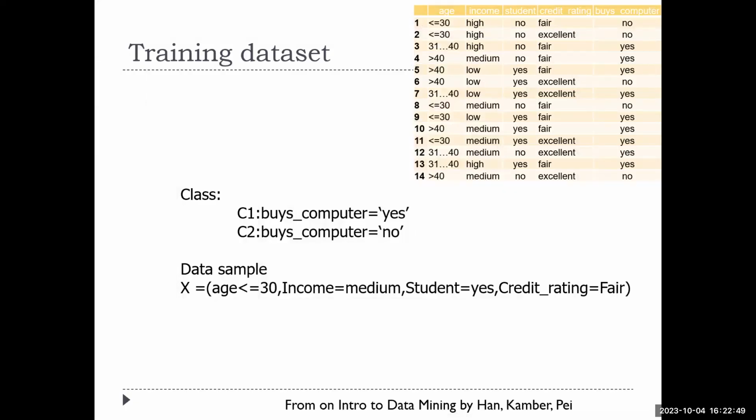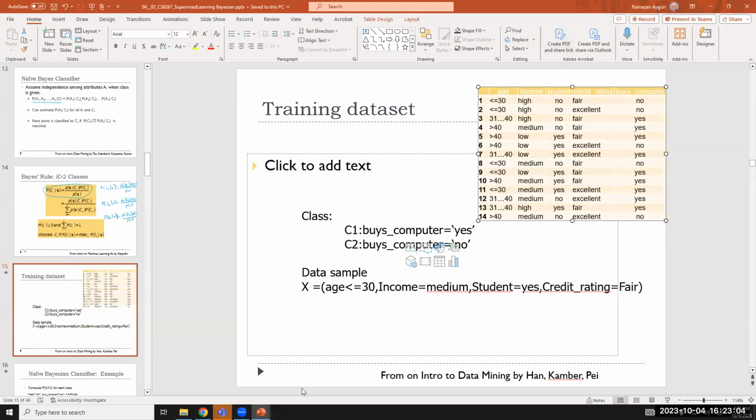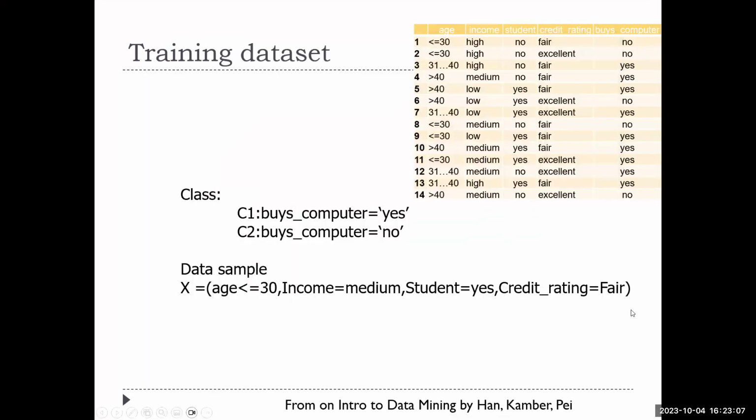Now this is the example. You need to understand this example. Let me move this a little bit down. We have a data set like this. Our class is buys computer: a person is likely to buy a computer. Our features include the attributes age, income, student, and credit rating. These are my features. I want to build a probabilistic model, a Bayesian classifier, by looking at that data. That's my input data set, my training set.